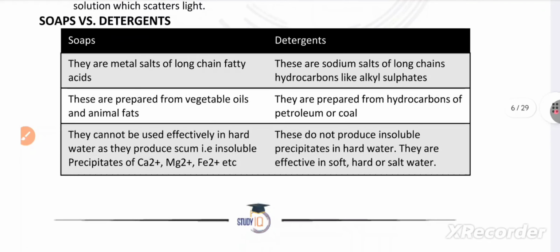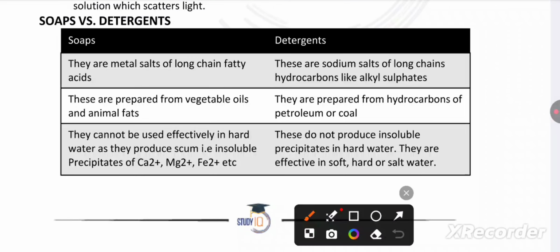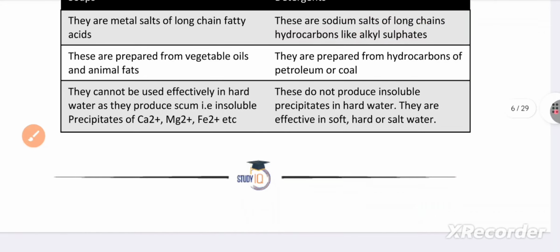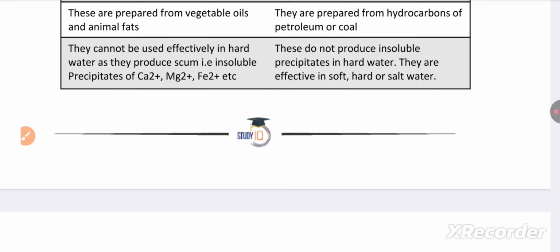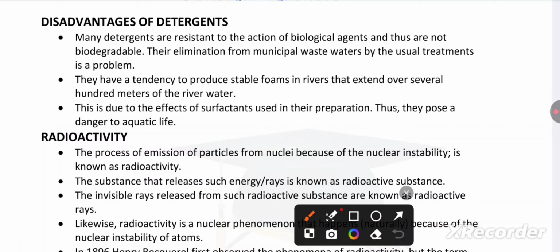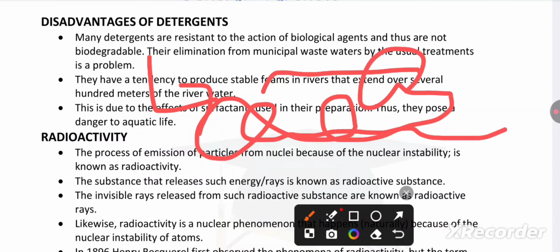That's it. Soaps are metal salts of long chain fatty acids. They are sodium salts, I said Na. These are prepared from vegetable oils, animal fats, and petroleum oils. In hard water they produce scum, insoluble precipitates. These are simple things. Some of the disadvantages of detergents: many detergents are resistant to the action of biological agents. Same like that, it will come into water and affect the river system, everything, aquatic life, etc.